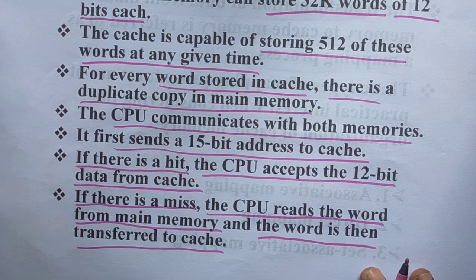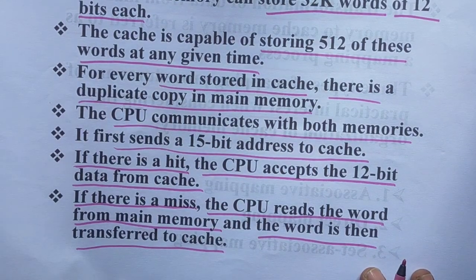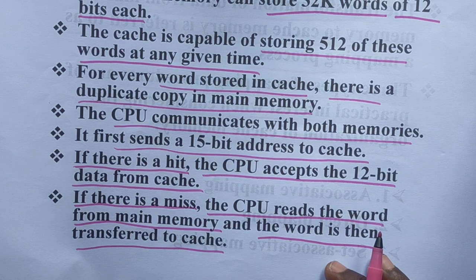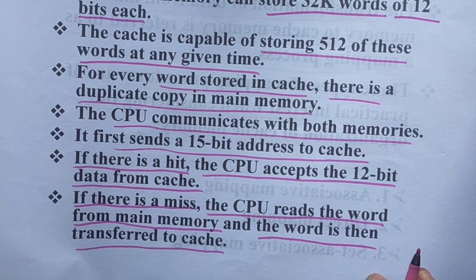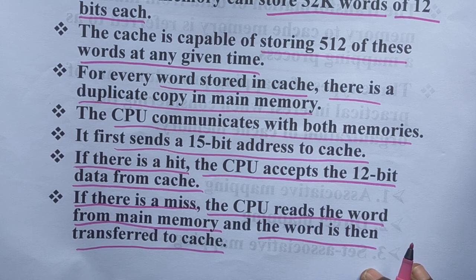So, in a very simple way, the CPU sends a 15-bit address to cache for any data. If it is found, then it collects 12-bit data. And if not found, then it reads from main memory and transfers the data or word to the cache memory. This is the basic concept.